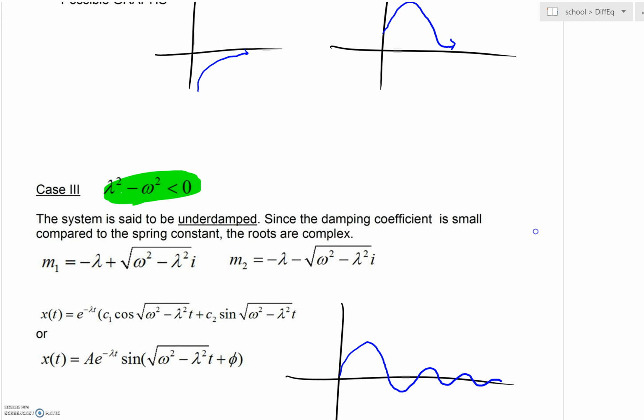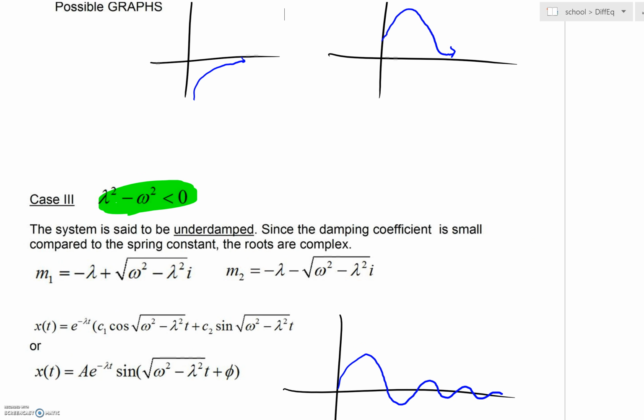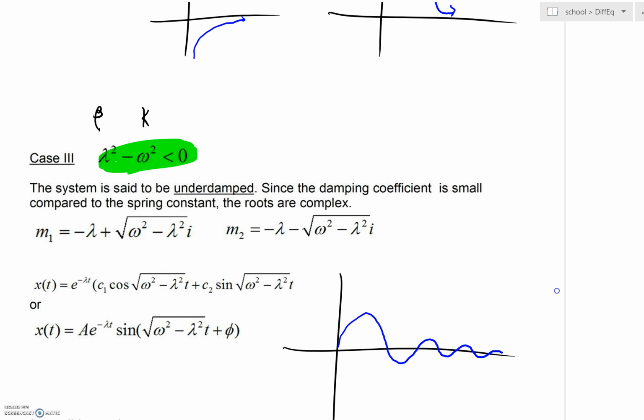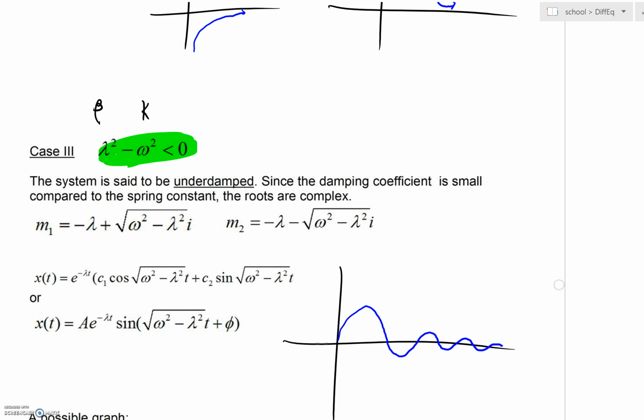Underdamped, what if lambda squared minus omega squared is less than 0? The system's said to be underdamped since the damping coefficient is small compared to the spring constant. Remember, the spring constant was tied to omega. The damping coefficient is found over by lambda. So if you're getting something negative, obviously omega squared is going to be larger than lambda squared. And the roots would be complex. The roots would be complex as we would have to pull out an i.